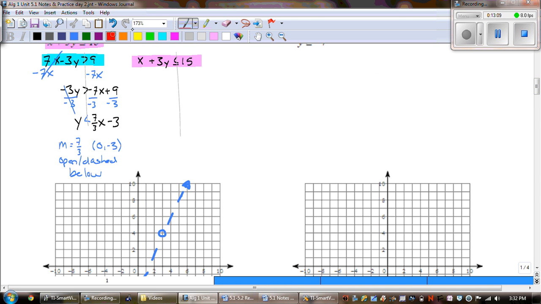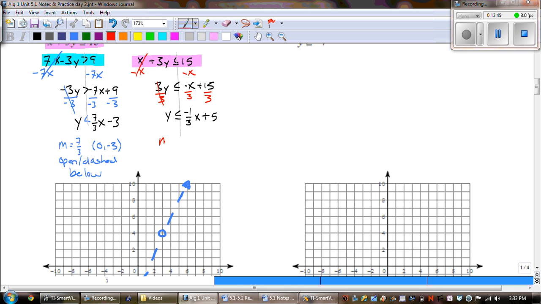Now, our next line. Once again, we have to solve for y. So I'm going to subtract the x from both sides. And we have 3y is less than or equal to negative x plus 15. And to get the y by itself, we have to divide by 3. So I have y less than or equal to negative x divided by 3, which is actually negative 1/3 x, and 15 divided by 3 is 5.